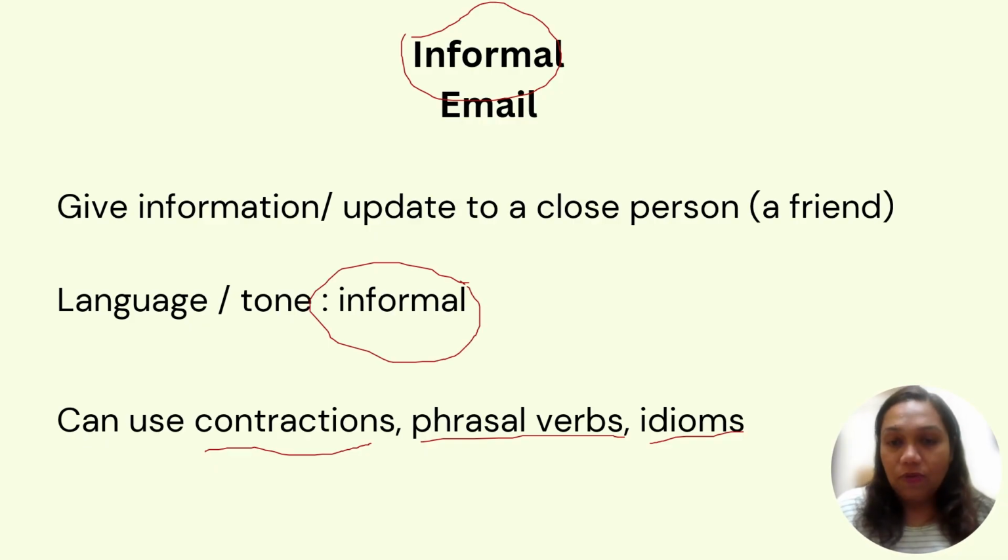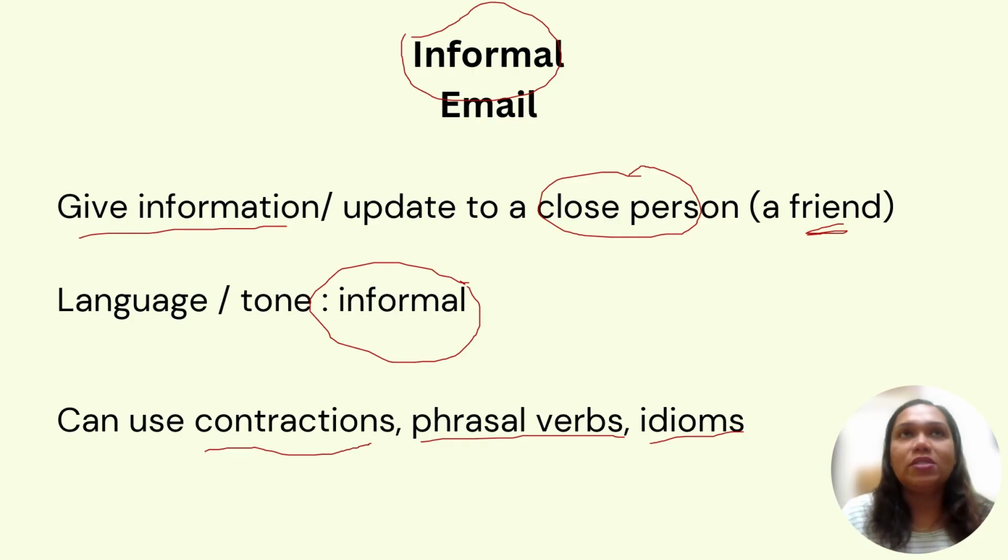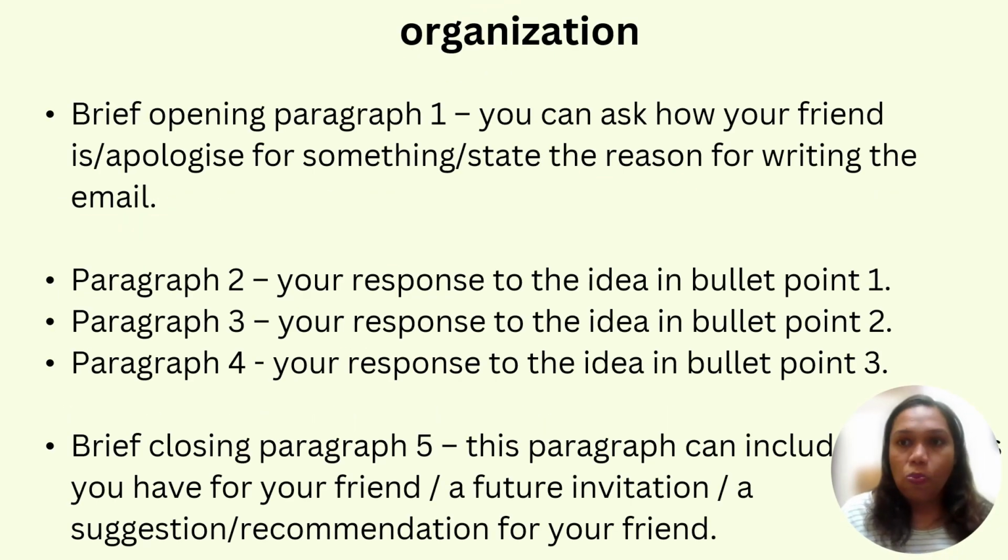Usually what they will give you is that you have to write or give information or updates to a close person. Usually this close person is actually a friend. Most of the times the question is asking you to write an email to your friend. Because of that, it becomes informal language, and due to that you can use the contractions, phrasal verbs and idioms. We will discuss more about this language.